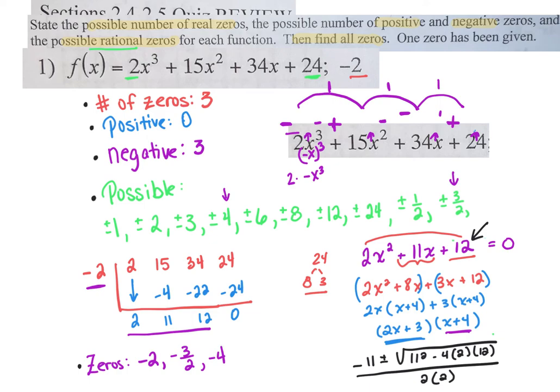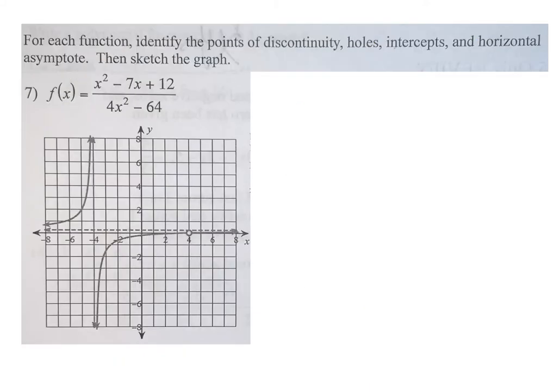It is going to be online as well. I want to point out the fact that instead of points of discontinuity on your quiz, it's going to say vertical asymptotes here.